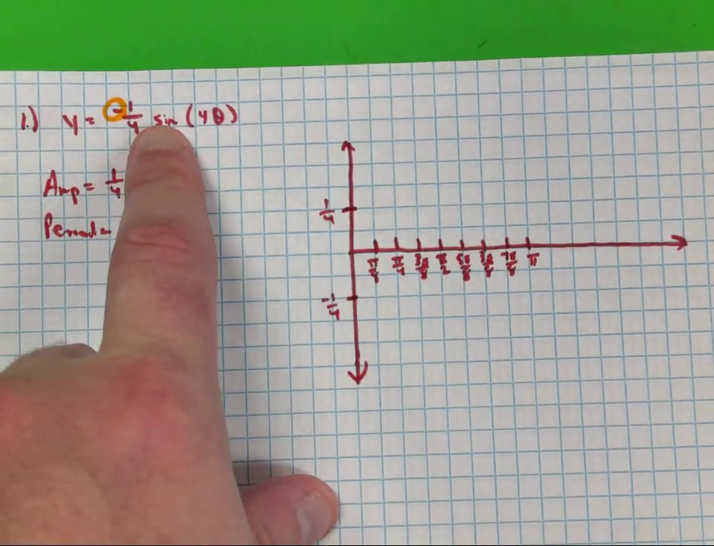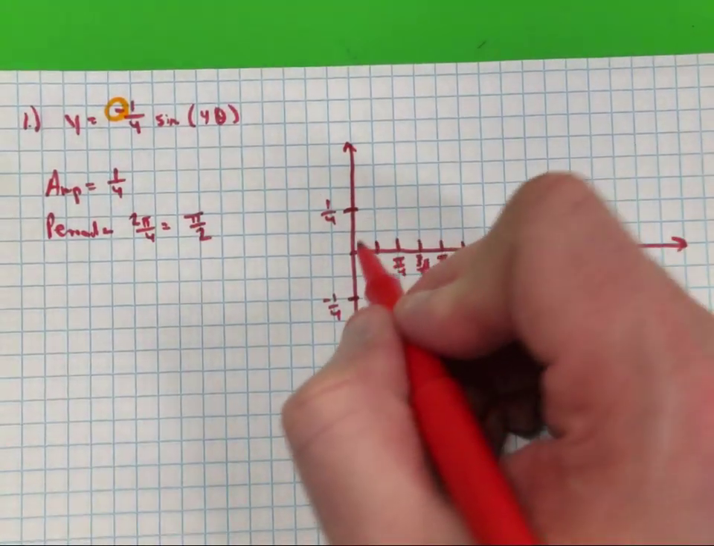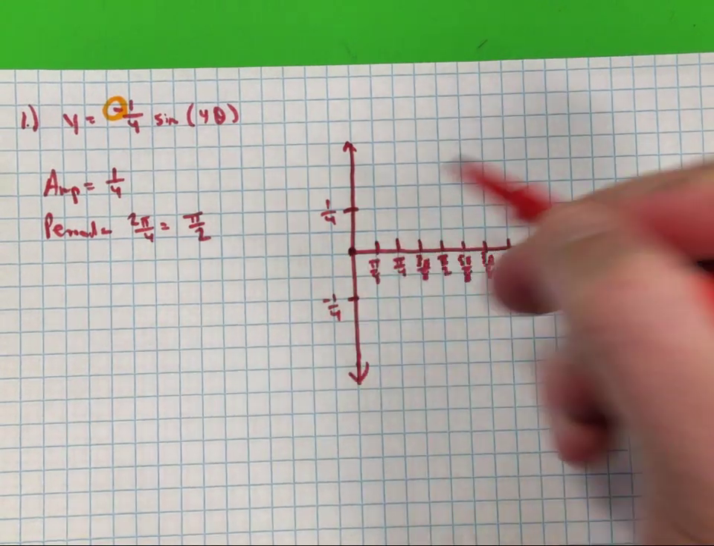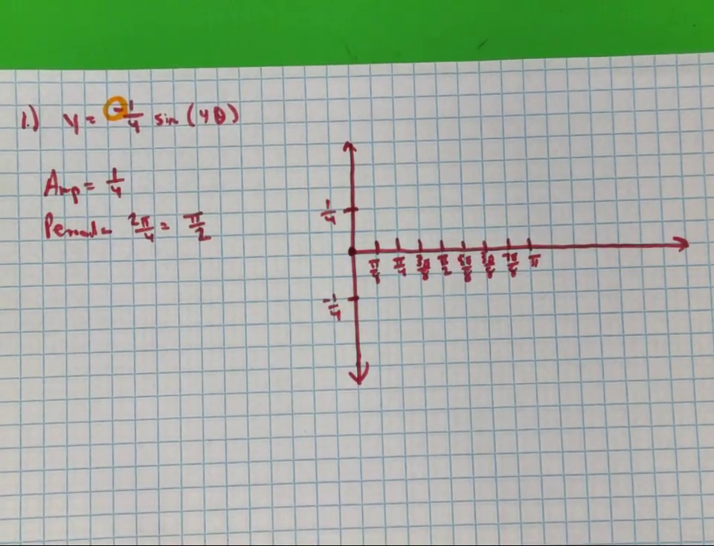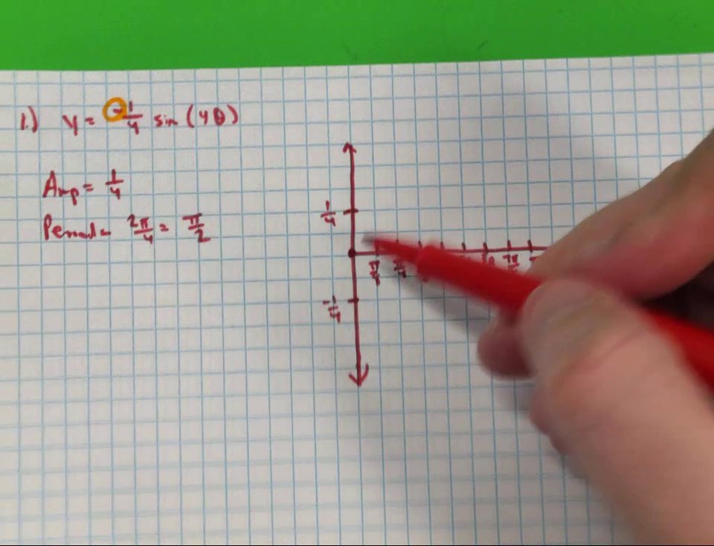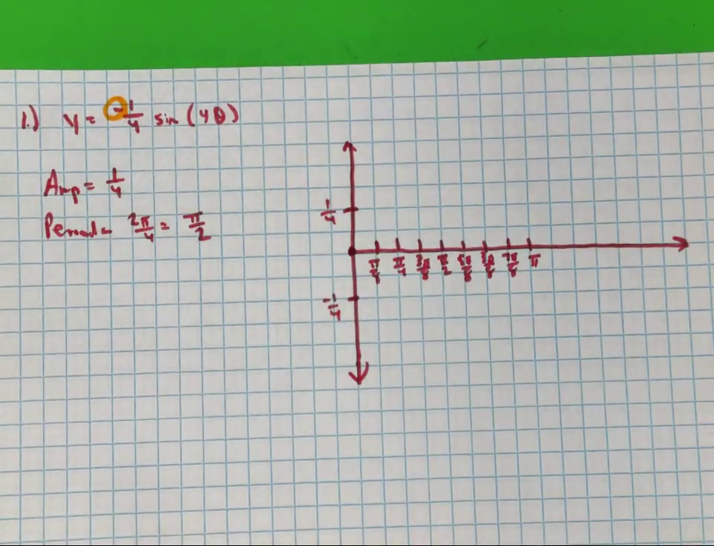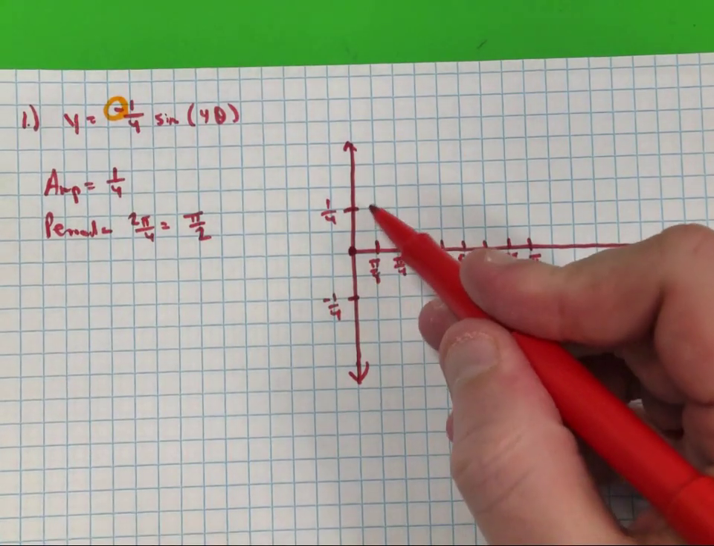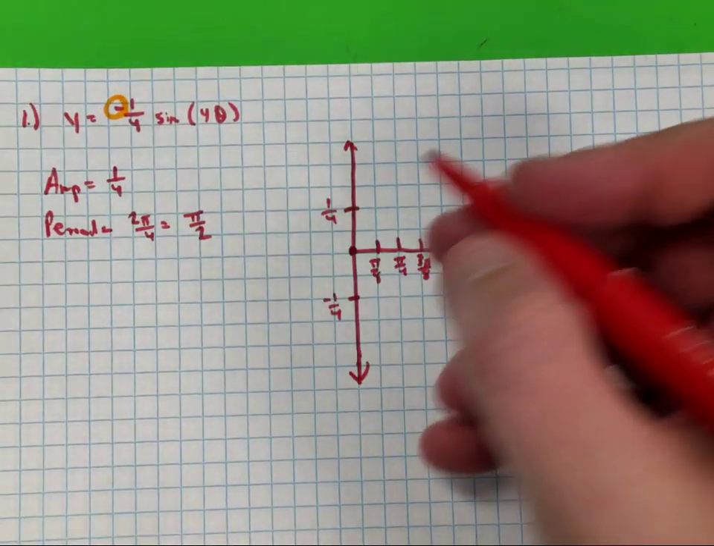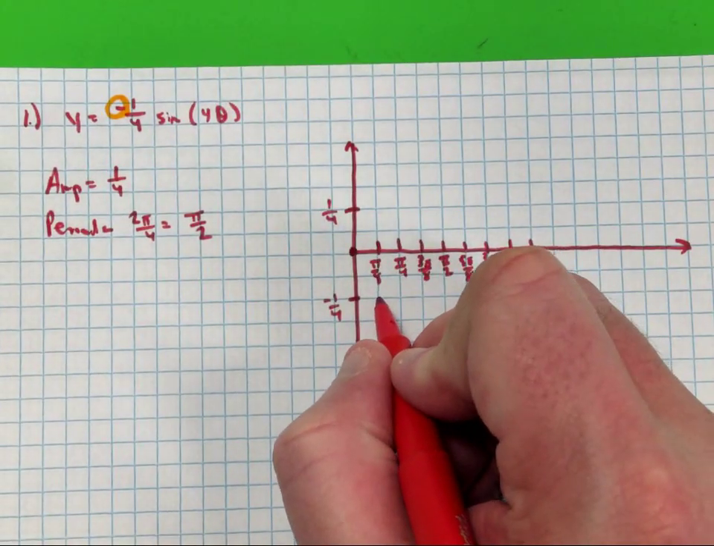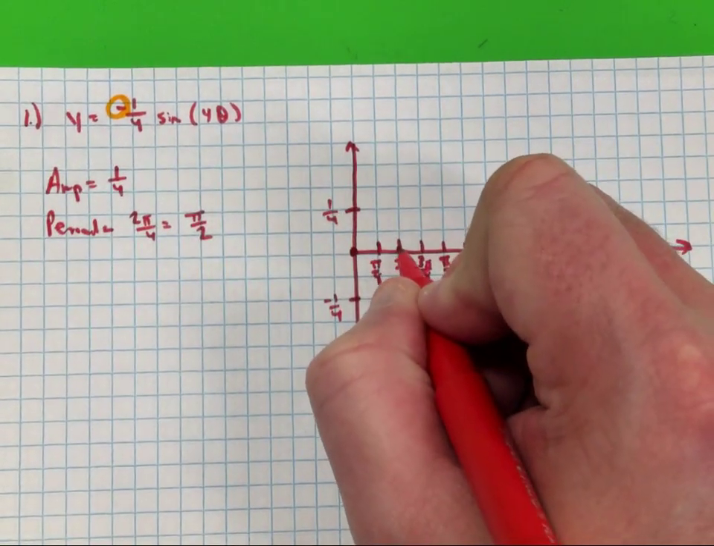okay, this is dealing with sine, so I will start at my origin. Now remember, that negative is going to reflect it, so am I going to go, first off, does sine start at the origin or start at the amp? Origin. Okay. And normally it goes up here, but since it's reflecting, am I going to go up to 1/4 or negative 1/4? Negative 1/4.